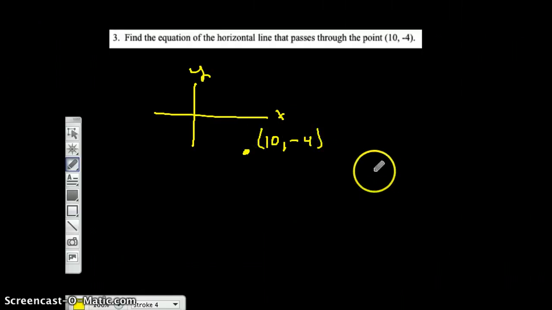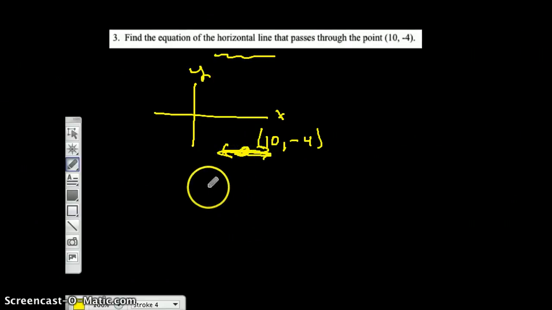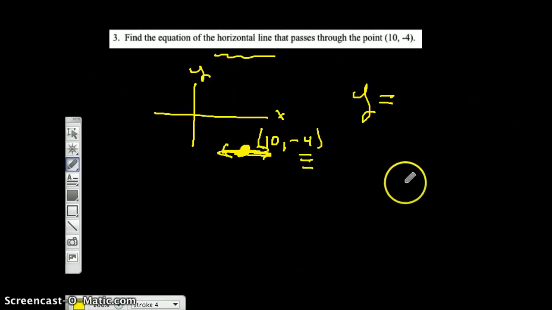Now the question said, find the horizontal line. So a horizontal line is going to go this way. Again, here's my point again here, okay? Well, remember from the lesson, the horizontal line on the coordinate plane is a y-equals line. Now, the line is going to go through this ordered pair, and remember the y is negative 4. So the equation of the line is just y equals negative 4.